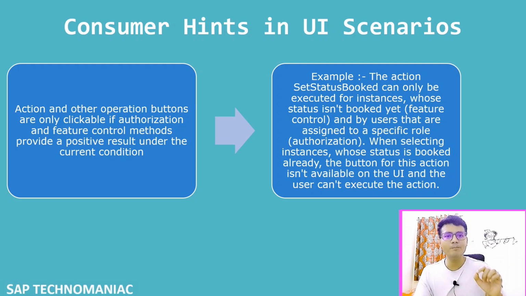Roles will be played when you create any operation. For example, I have given one example. The action set status booked can only be executed for instances whose status isn't booked yet, and by users that are assigned to a specific role. If you have the role to set that status to booked, that particular authorization, then only that particular button will be displayed, otherwise it will not be displayed.